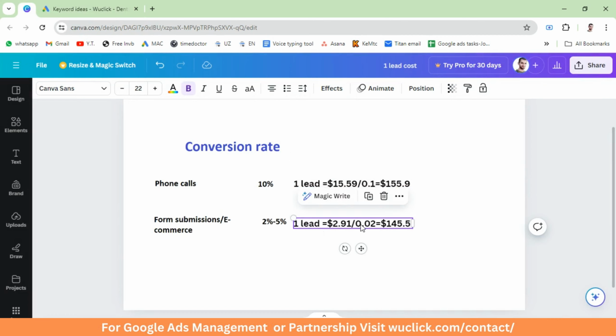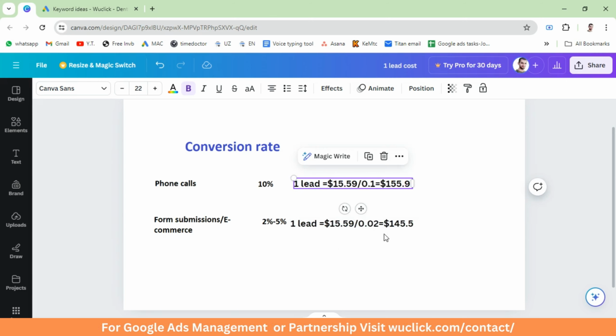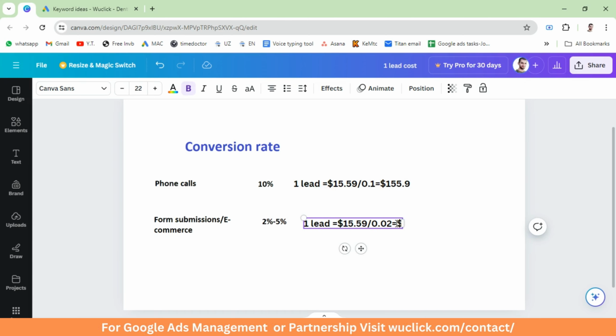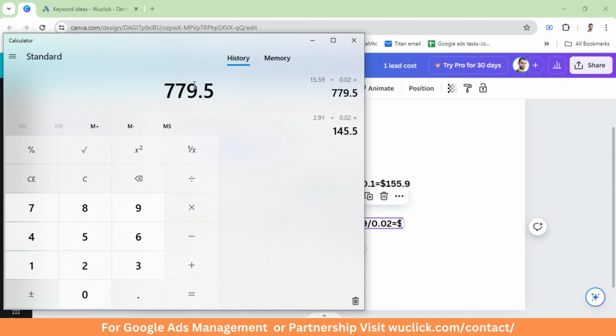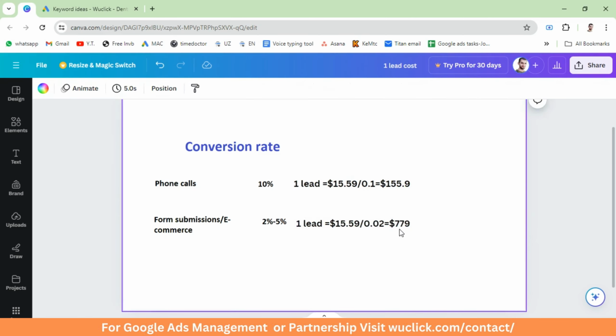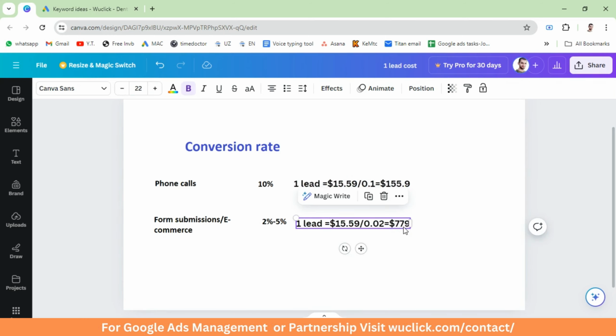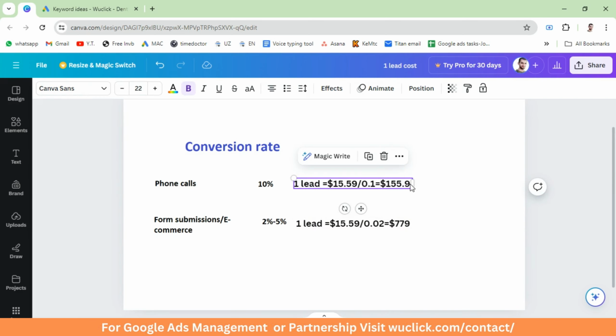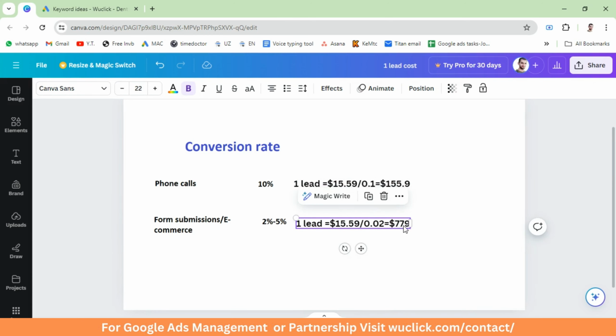And let's calculate for form submissions. For form submissions, it's going to be very, very expensive, I'm guessing, because it's 5 times more expensive. It's 2% and it's 10%. So let's calculate that. $779, which is very, very expensive. For these types of keywords, for this industry, you should not be focusing on form submissions because that's very expensive. You should rather focus only on phone calls, and form submissions will cost you a lot and may waste your ad budget.